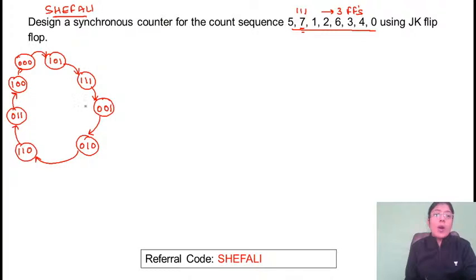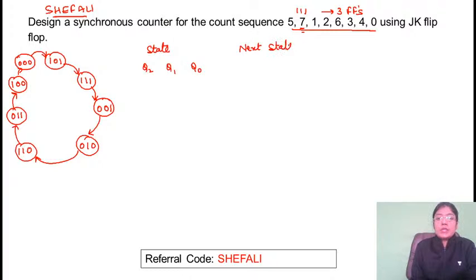Three flip-flops are required. So the starting state is 5. Construct the state diagram. How many bits are required? 3 bits are required. Let me take this as Q2, Q1 and Q0. On the basis of this, we can determine the next state. The next state will obviously also have 3 bits, Q2, Q1 and Q0. And on the basis of this, let's write the states.